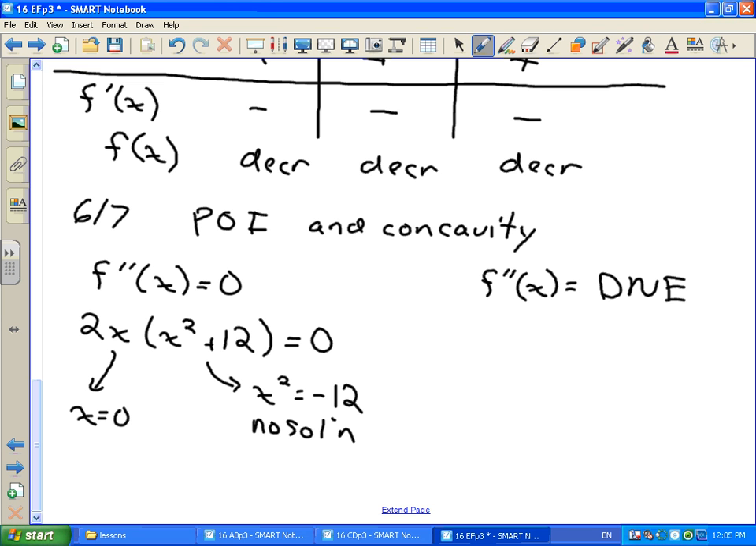What about places where our second derivative doesn't exist? Well, let's take our denominator and set it equal to 0. So (x squared minus 4) cubed equals 0. And if we solve this, this is just going to give us our old friends x equals positive 2 and negative 2 again. Okay? So this is telling us that these are possible places where the concavity can change. So the concavity can change at those vertical asymptotes as well.